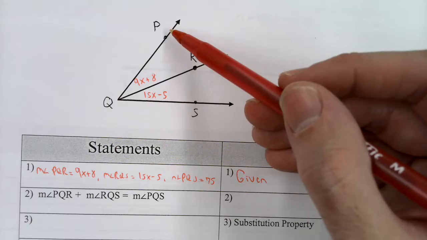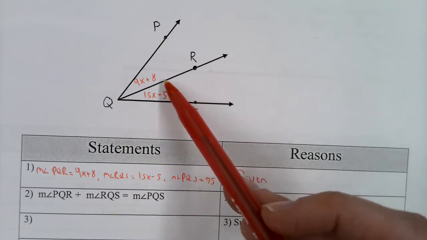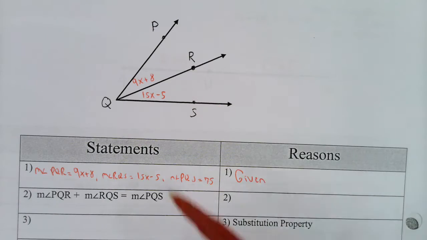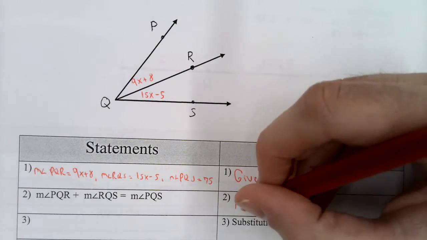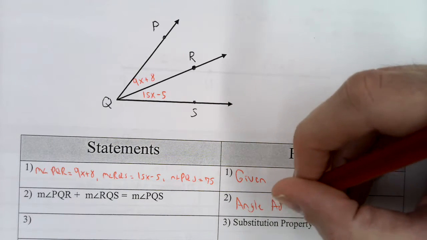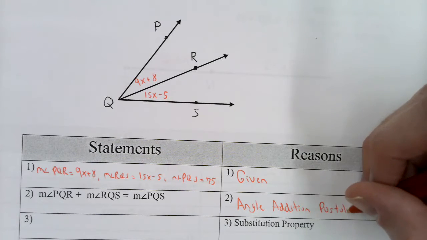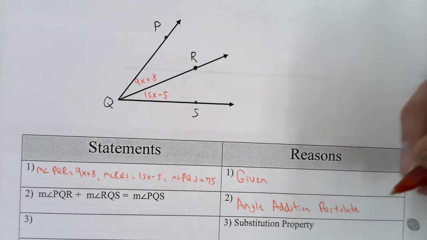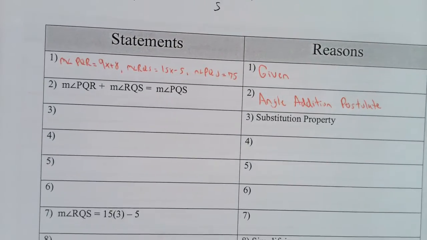But statement 2 says the measure of angle PQR, that small angle, plus the measure of angle RQS, this other small angle, equals the measure of angle PQS, the entire angle. So that's called the angle addition postulate. Then we're going to use the substitution property for statement 3.